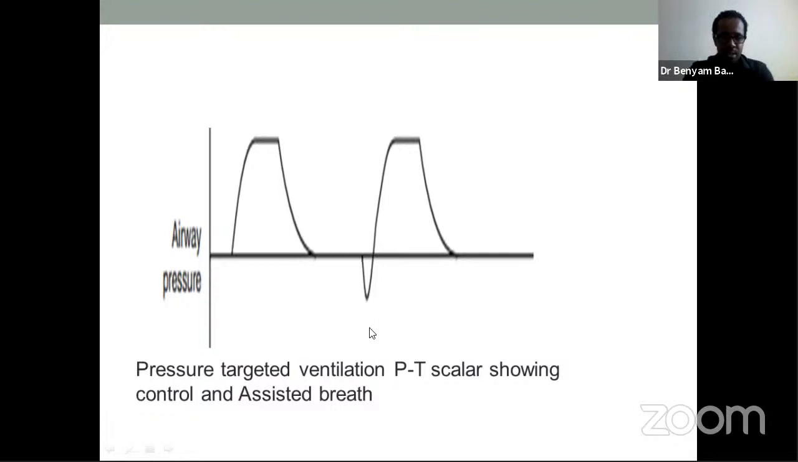So the patient is generating negative airway pressure, so there will be a negative deflection, followed by the mechanical ventilator taking over and delivering the set pressure to the patient. So the wave will look like this. If you have a negative deflection on the wave, it implies the patient has triggered, and as you can see, it has been assisted to the maximum, or the pressure that we set.